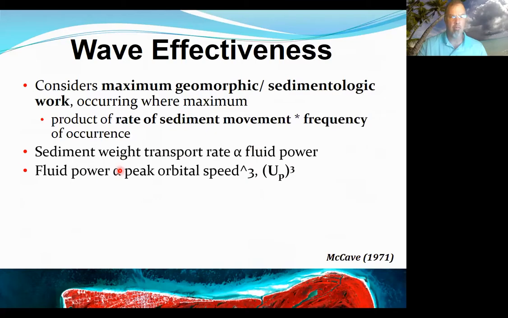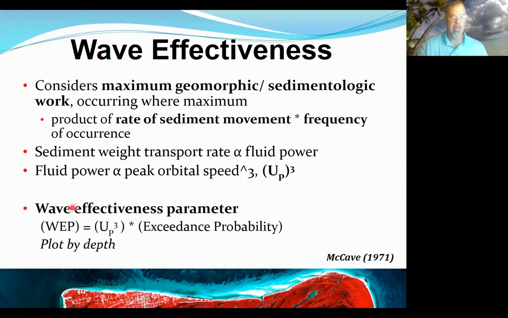Fluid power is proportional to the cube of peak orbital velocity, peak orbital speed. And so the way he suggests a wave effectiveness parameter, which is just the cube of peak orbital speed times the exceedance probability of that speed. Okay, so that's what we'll look at.